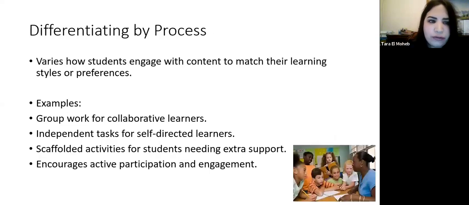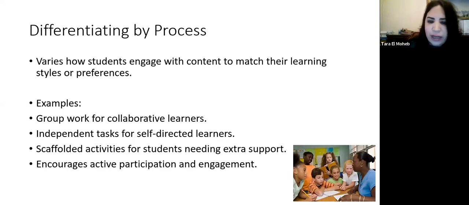Differentiating by process varies how students engage with content to match their learning styles or preferences. We need to look at the process. What is the process? The process is the way we do things. Example: group work for collaborative learners, meaning learners who collaborate with each other. As I said before, if the class is not friendly with each other, you as a teacher set the rules and say, for example, Hassan is with Ali. If the class is friendly with each other, they can choose their own partners.